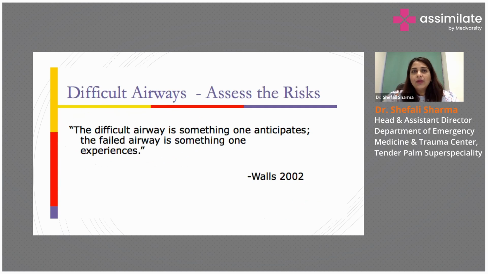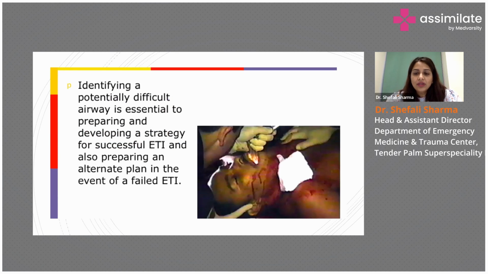And we need to get the equipment ready. Now, a difficult airway is always something one should anticipate, and a failed airway is always what one experiences. If you look at this slide, there is a picture of a trauma patient with facial trauma, neck trauma, and a lot of blood. We assume this is a head injury patient and you might have facial or neck trauma. Identifying a potentially difficult airway is essential for preparing and developing a strategy.